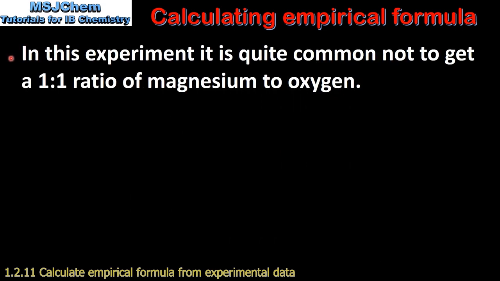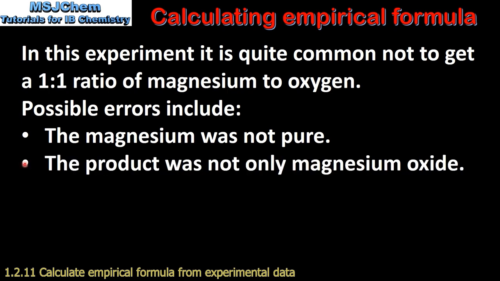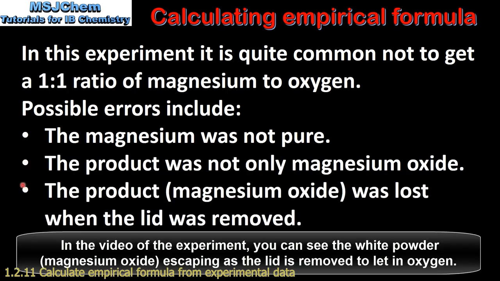In this experiment, it is quite common not to get a 1-to-1 ratio of magnesium to oxygen. Possible errors include the magnesium was not pure, the product was not only magnesium oxide, and the product was lost when the lid was removed.